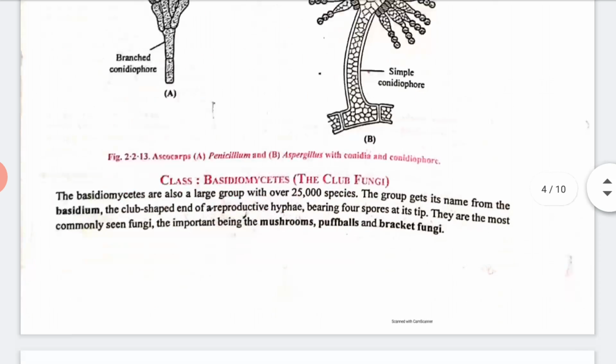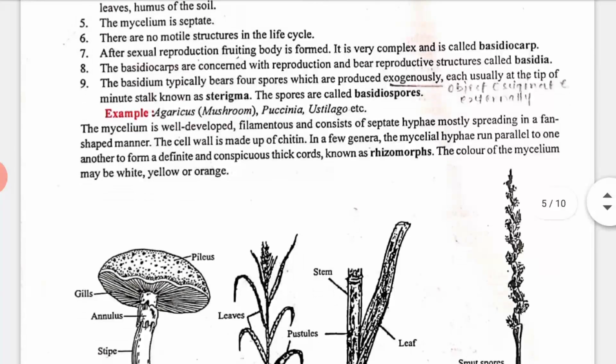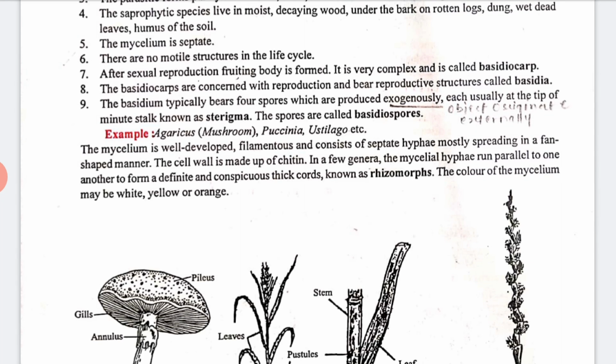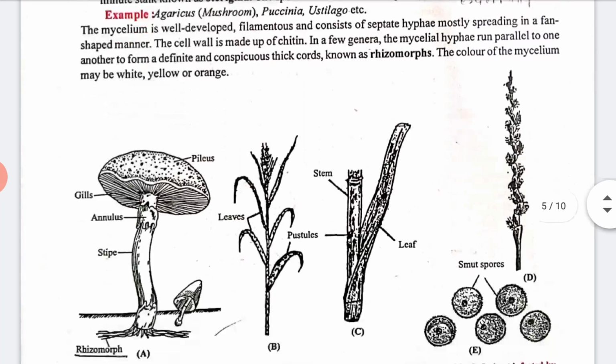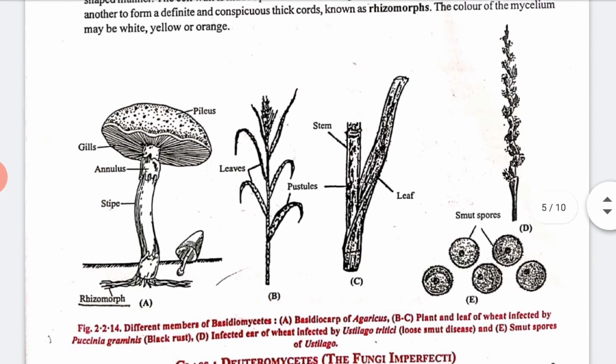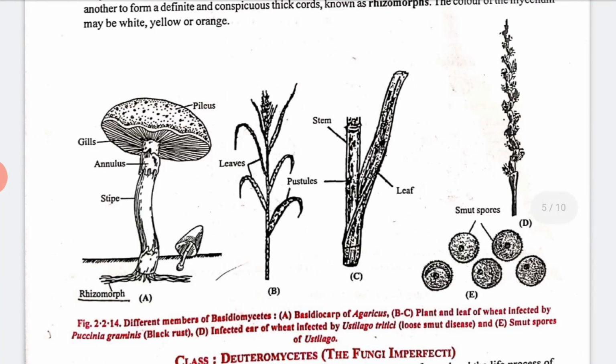So we have many examples of this, like mushroom. Yes. I'll also show you the pictures of these examples. See here, everything is written, the names, and the pictures are drawn here. So this is the class Basidiomycetes, the club fungi. Now next we have class Deuteromycetes, or we can say the fungi imperfecti.